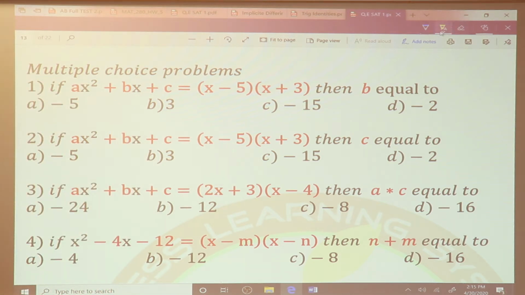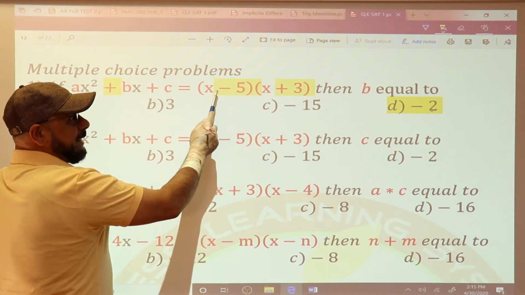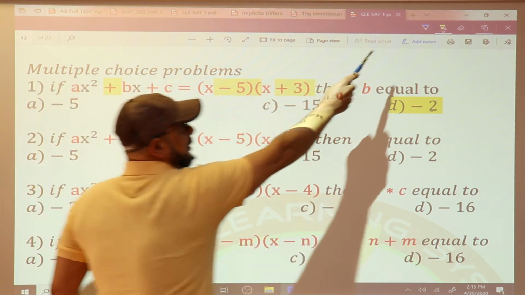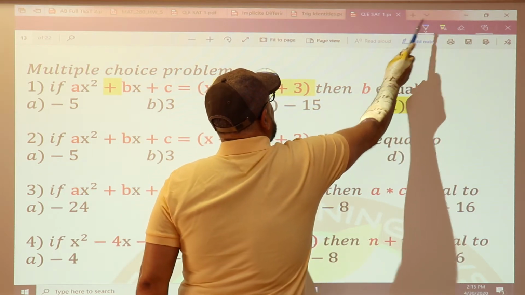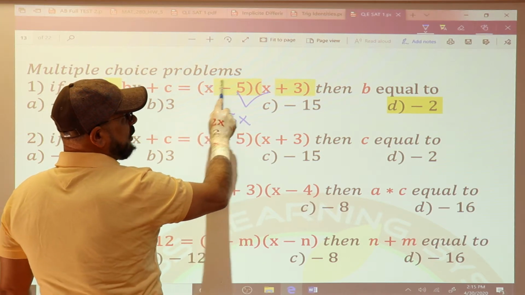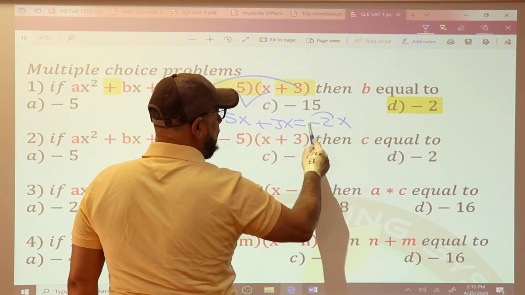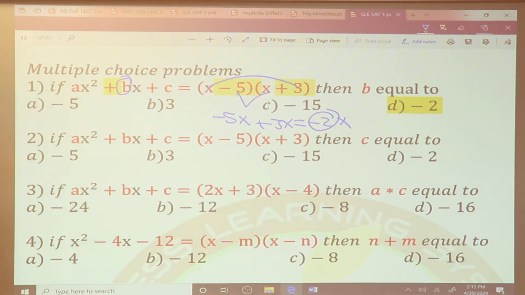I can do this quickly if I know b is the sum of the two solutions, right? Negative 5 plus 3, which is negative 2. You see how quickly? If you want, you can FOIL it: the inner, negative 5 times x, negative 5x, and the outers plus 3x, which is negative 2x. Comparing negative 2 to the b, that's your answer.